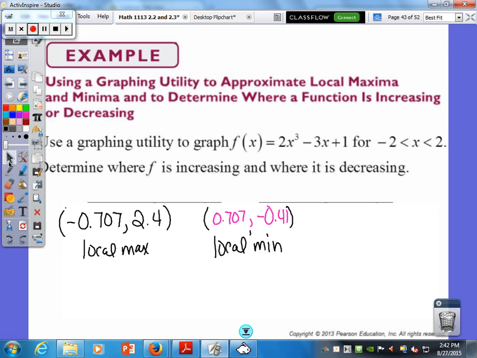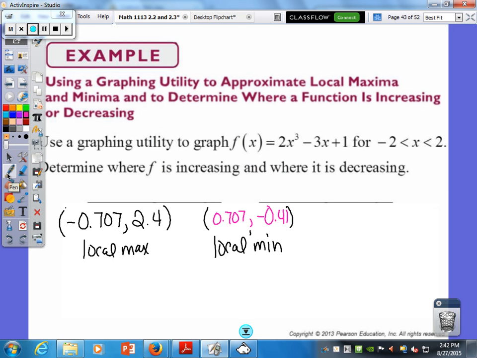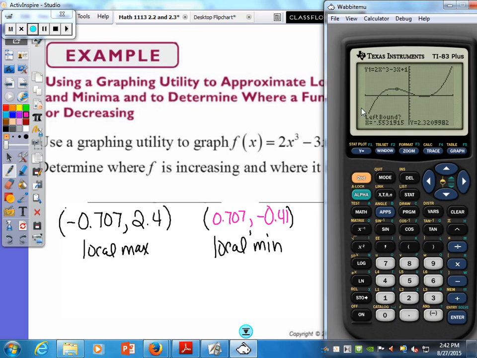So if I go back and look at my graph, can I now define where it is increasing and where it is decreasing? I wished it would let me draw on top of it, but for some reason it's not letting me. So from here to here, it's doing what? Increasing. And from here to here, it's doing what? Decreasing. And from here to here, it's increasing.